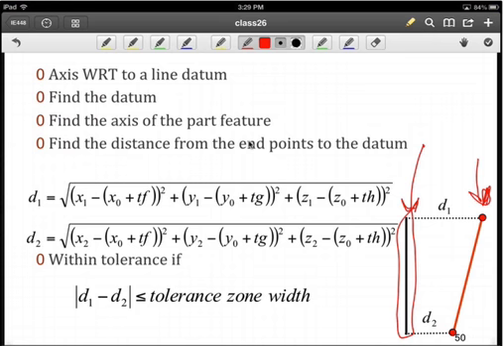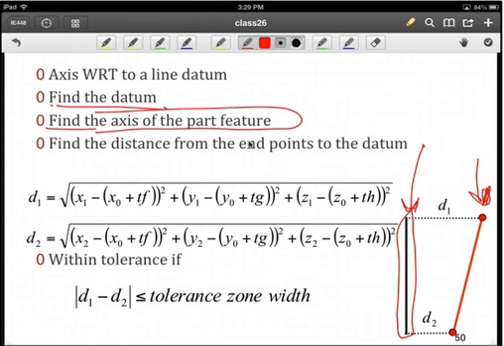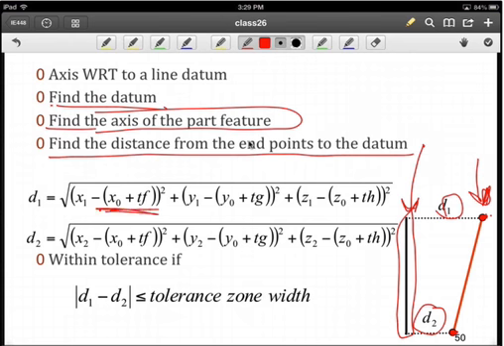In order to do that, first of all, we find the datum, which we did previously. Then we find the axis of the part feature, which is the same as finding the datum, except there's no constraint here. And then all we have to do is find the distance from the endpoints over the length of the feature. So I've got D1, the distance from one endpoint, and D2, the distance from the other endpoint. And that'll simply be the difference between the points and the location here on datum B.